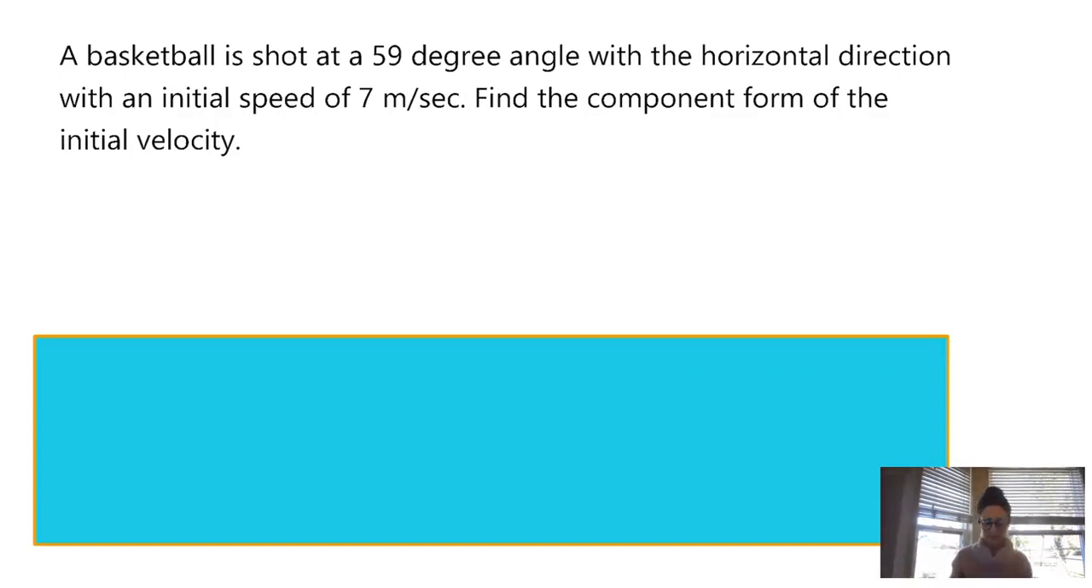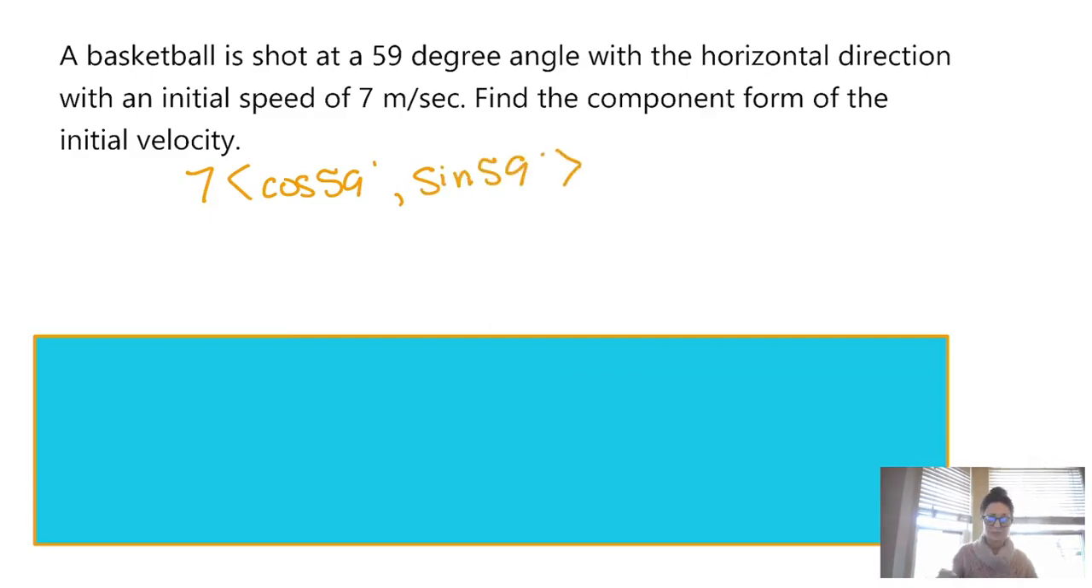This looks more intimidating than it is. All you have to do here to find the component form is convert or go back to trig form. So we're going to have that 7 is our magnitude. So I've got 7, and then we'll have cosine of 59 degrees, comma, sine of 59 degrees. Now let's go find the cosine and sine of 59 degrees in the calculator.